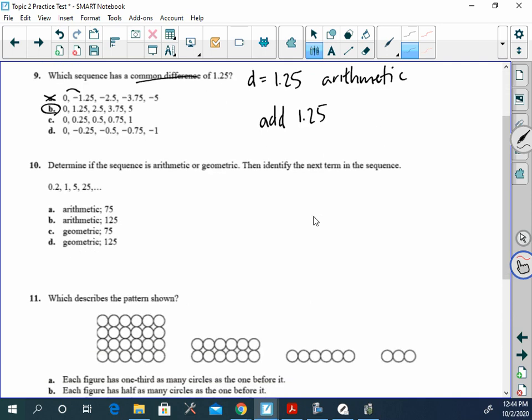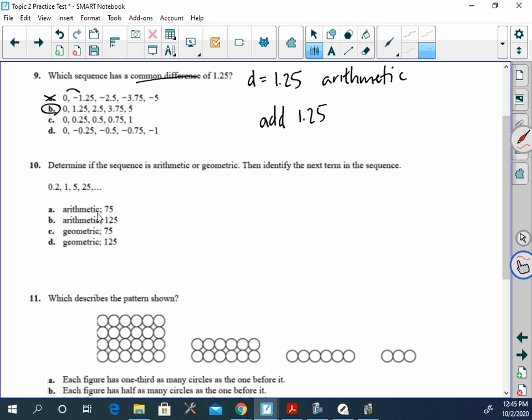Then on to number 10. Determine if the sequence is arithmetic or geometric. Then we're just trying to figure out what the next term is. If you're having trouble, maybe you can jump down to these choices and see. If it's arithmetic with 75, that would mean it's going up by 75 each time. Oh no, this is not the common difference, sorry. This is the next term.